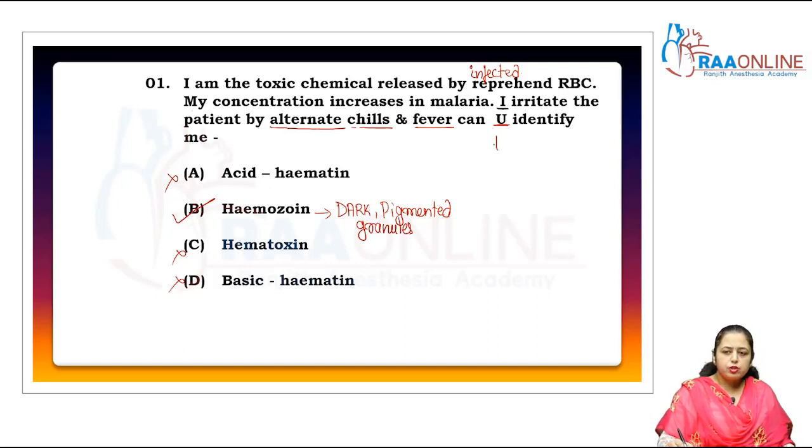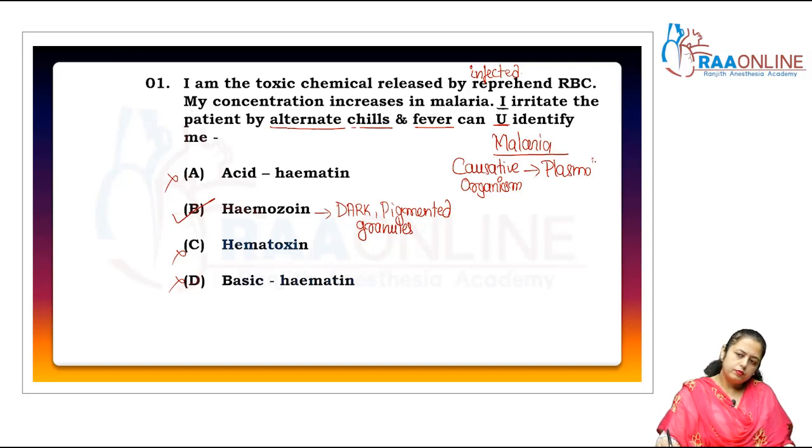What will happen in case of malaria? The causative organism is the Plasmodium, right? It is a protozoan disease actually. Vector, female Anopheles.